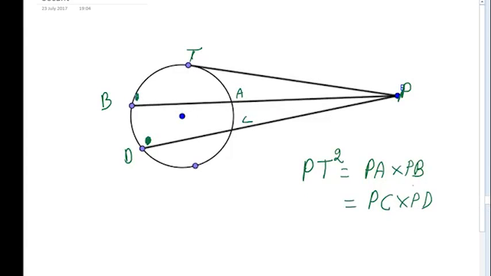Moving to the next thing. So there are only two properties. I won't go and solve questions on these, but you need to know this. We'll solve all the questions on these in the next session. But you need to know this: PT square is equal to PA into PB.